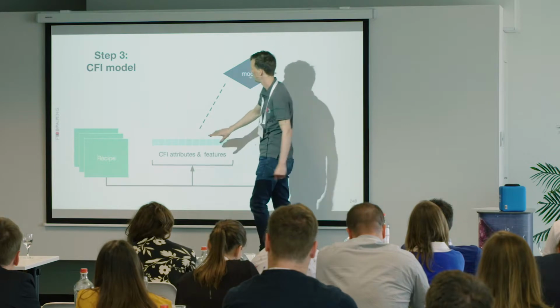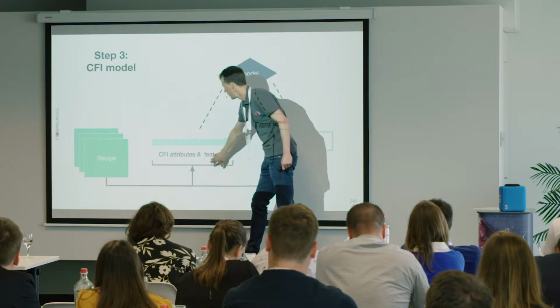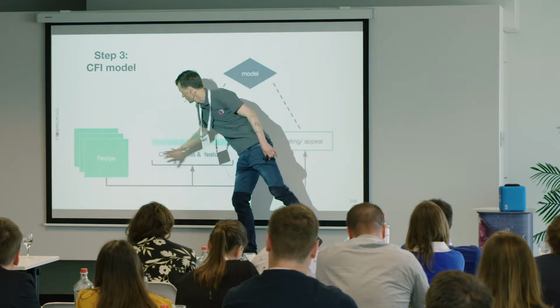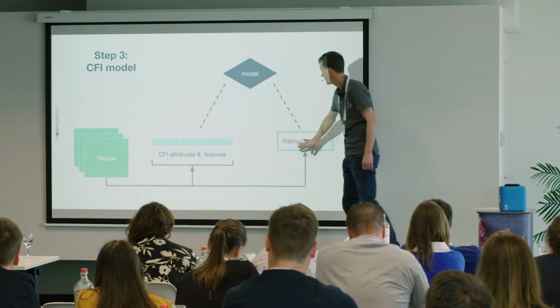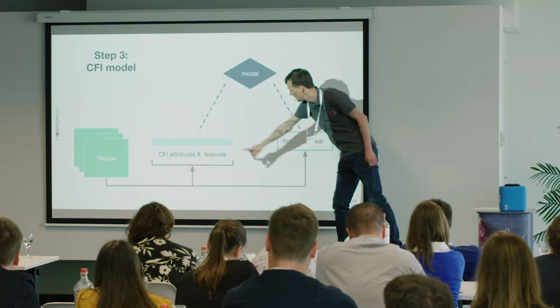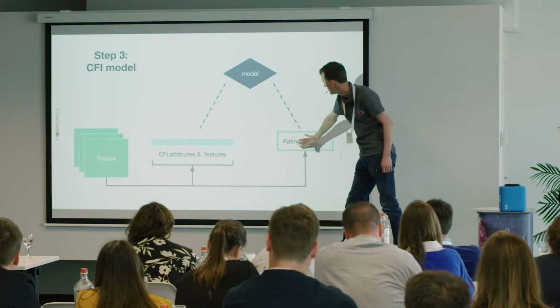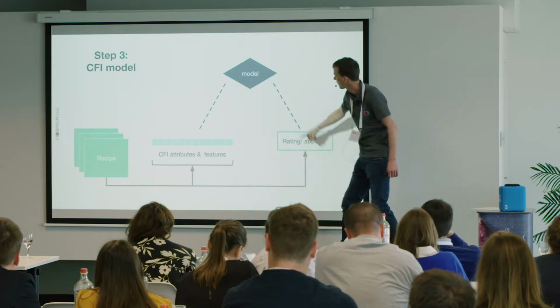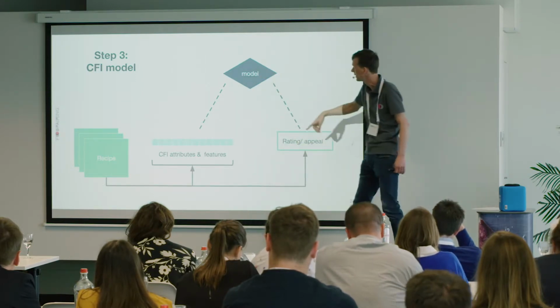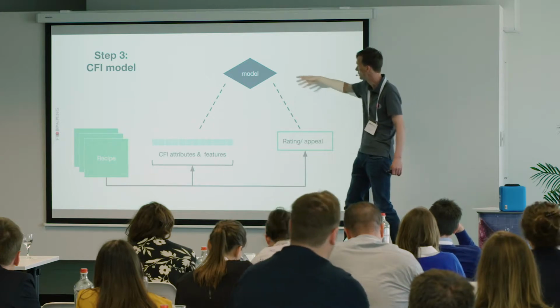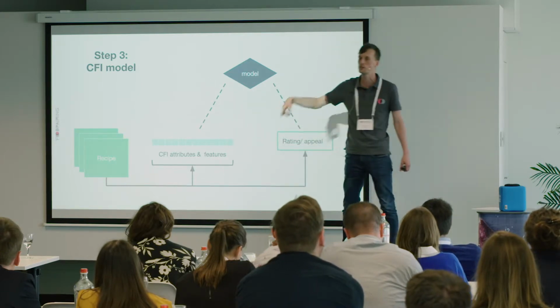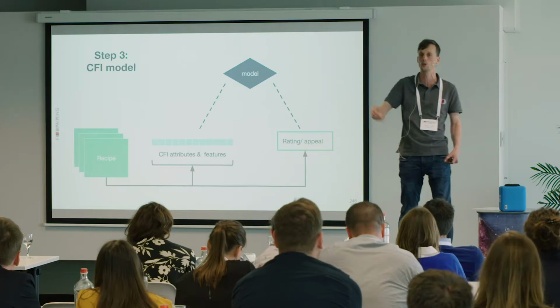And so these features extracted from our basic information, and the rating or the appeal of those recipes, are combined to actually train a model. So the idea is that the model is capable of predicting the rating which was given to recipes, or the appeal to concepts.